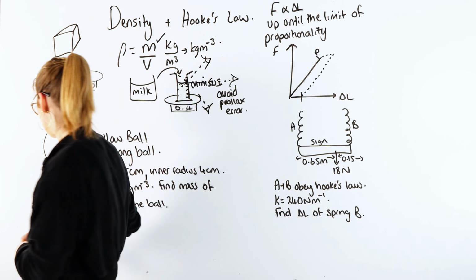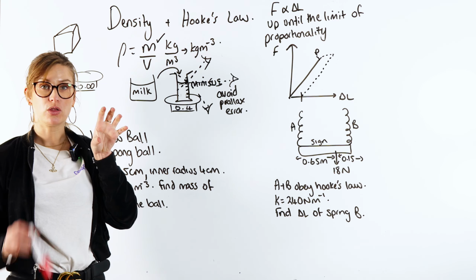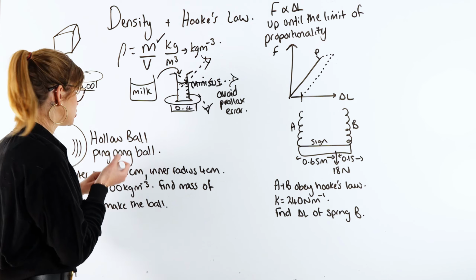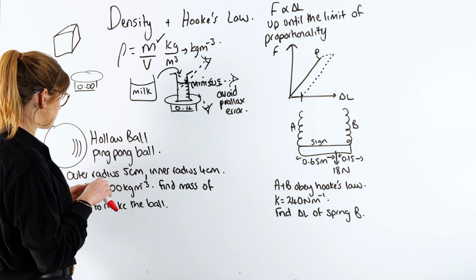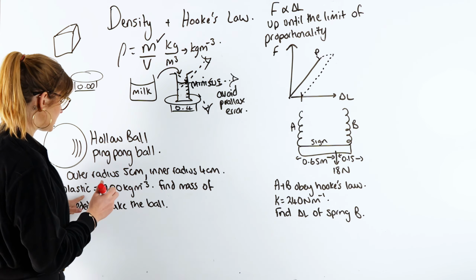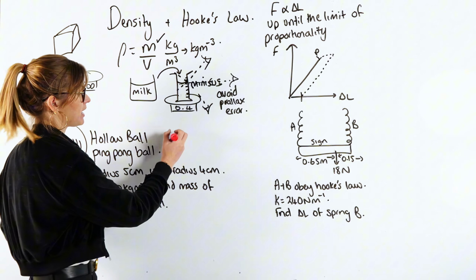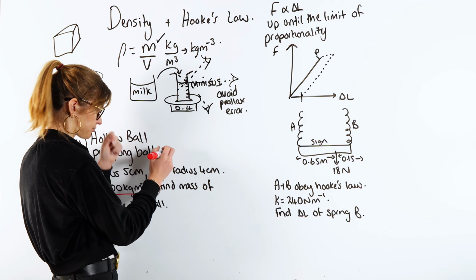So if we look at the bottom question, it says, let's say we've got a hollow ball. So imagine like a ping pong ball, it's hollow on the inside. So I want to know what mass I need to make that ping pong ball, what mass of plastic. We know the density of plastic, and we know the outer radius and the inner radius.